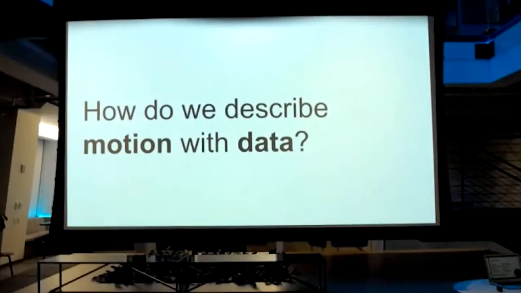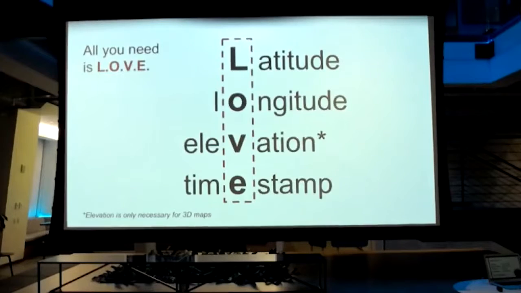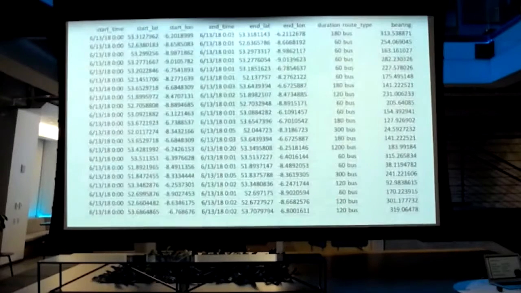And then, do I have a few minutes left? Okay, so I wanted to talk a bit about how to describe motion or spatial movement with data. It's something I spend a lot of time thinking about. My acronym to remember it is LOVE: latitude, longitude, elevation, and timestamp, with the asterisk that elevation is only necessary for 3D maps. For the transit flow project, this is the input data.